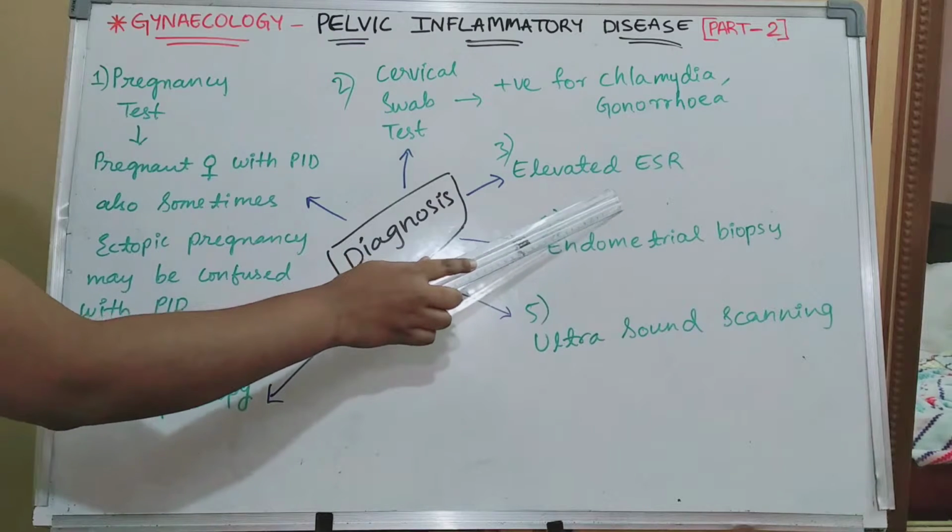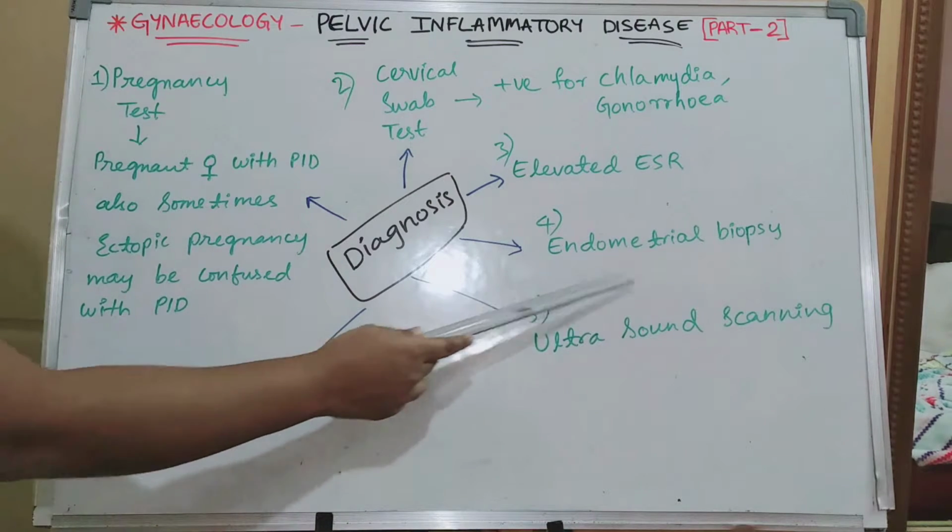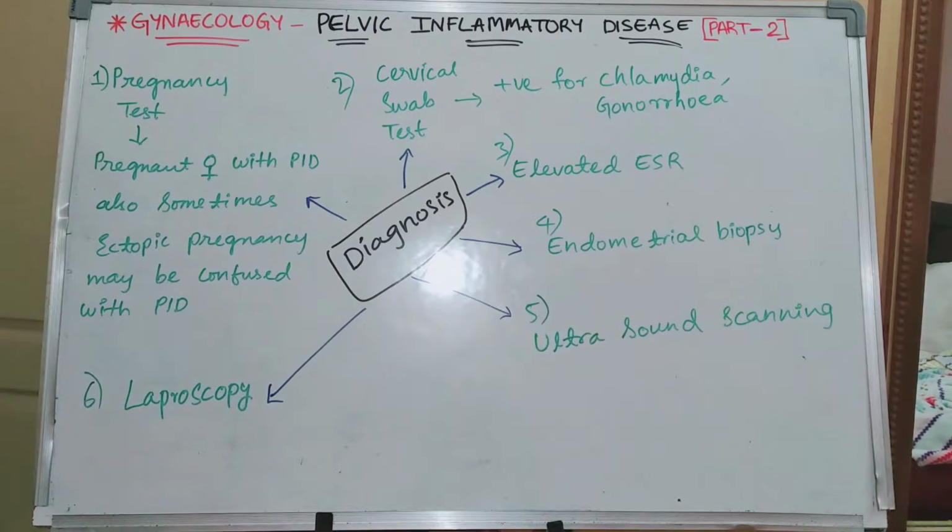If there is elevated ESR, then you can suspect PID. You can do endometrial biopsy or ultrasound scanning. And there is another procedure, that is laparoscopic procedure, to find out pelvic inflammatory disease. But it is not used so much because it is an invasive procedure. So this is the criteria of diagnosis for PID.